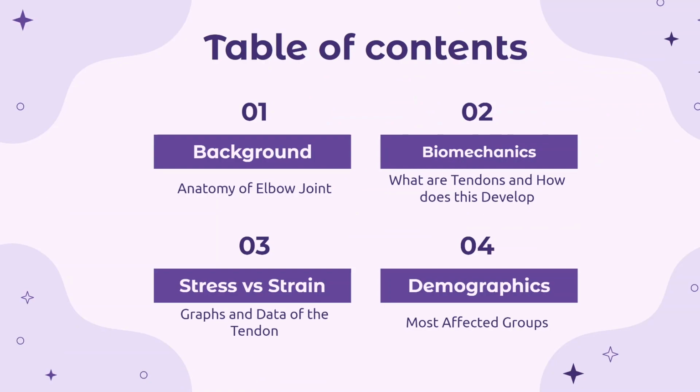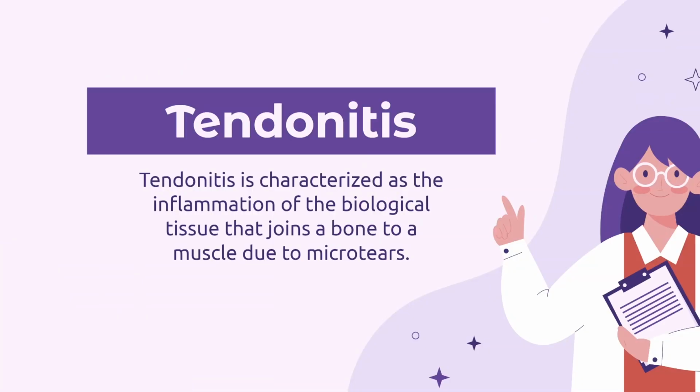We'll be breaking up this presentation into four main parts. We'll have a background, biomechanics, stress and strain diagram, and the demographics. As for the background, as we said, we'll be focusing on tendinitis, which is characterized by the inflammation of the biological tissue that joins bone to muscle due to micro tears.